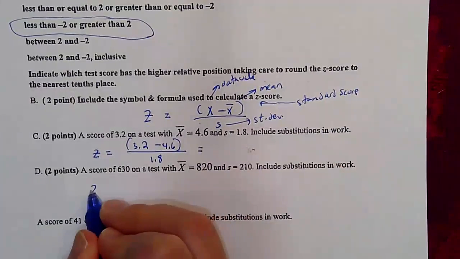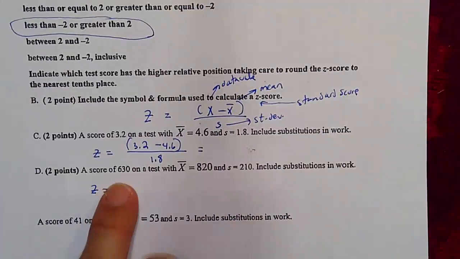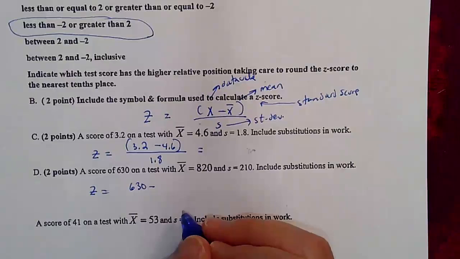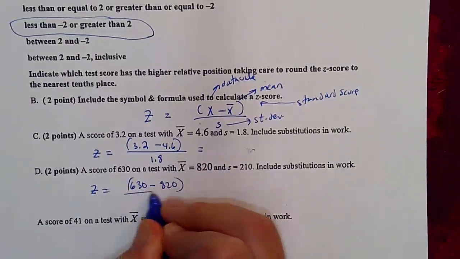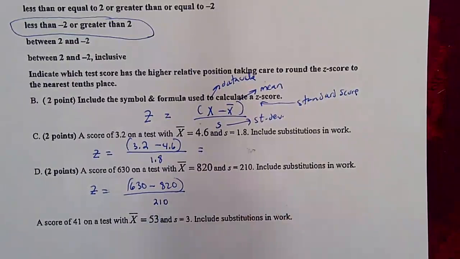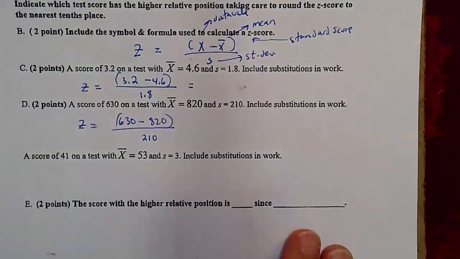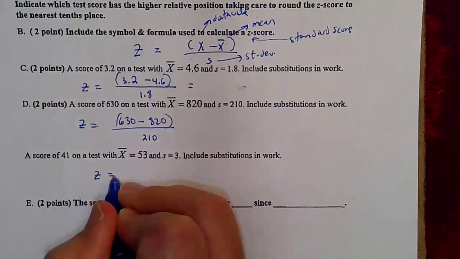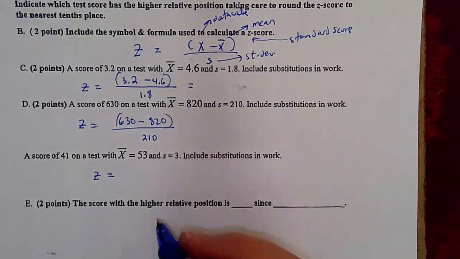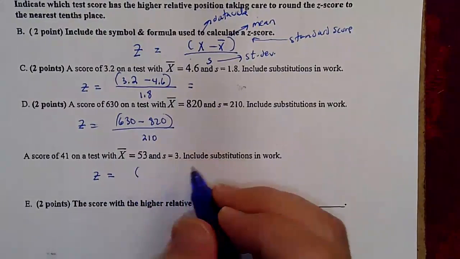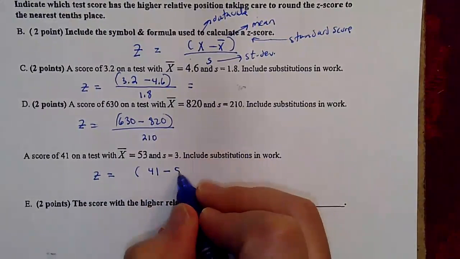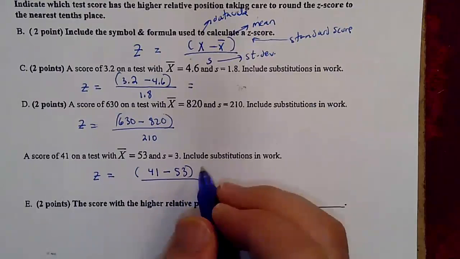But for this one, since I'm on a row here, this data score is 630, and I'm going to subtract the mean, which is 820. Then we divide it by s, which is 210. Oh goodness, and we have to do this one more time. Sorry about that. I think on the test I didn't have you do it 3 times. I think you did this on the homework, but even in class I just did 2. This one, the score is 41, and we're subtracting the mean, which is 53, and dividing it by s, which is 3.